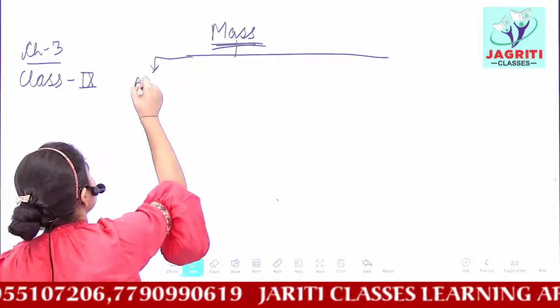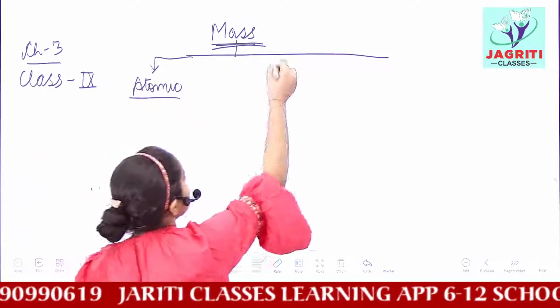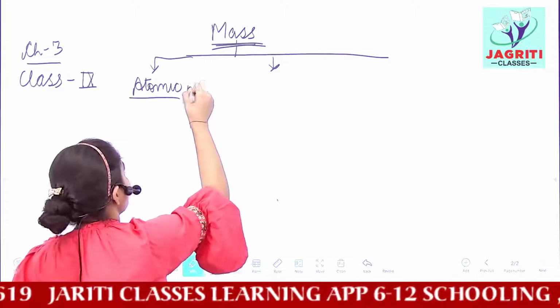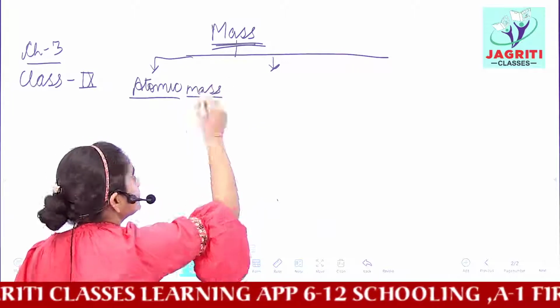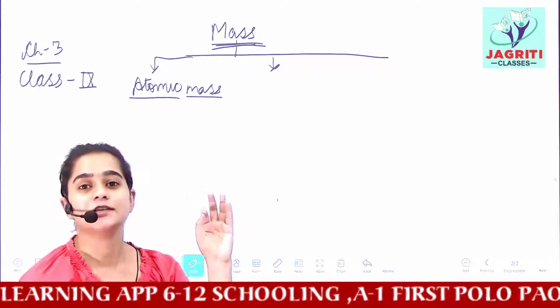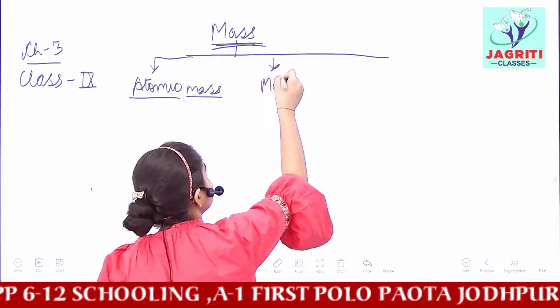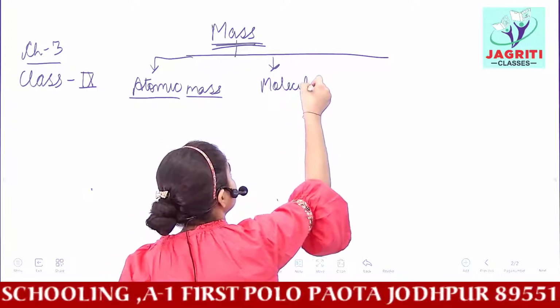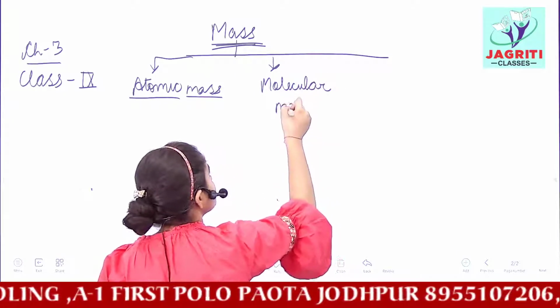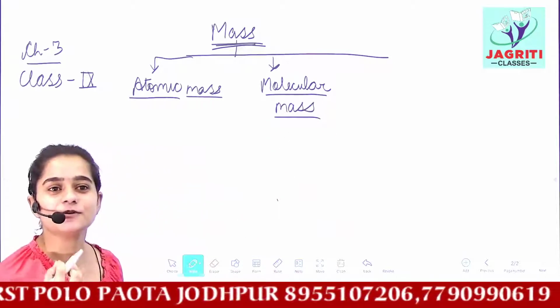The first category would be the atomic mass. This is basically fixed. You have to learn the values of the atomic mass of different atoms. Then you have molecular mass. Molecular mass, you know, is the mass of any molecule. Molecular mass symbolizes the mass of any molecule.